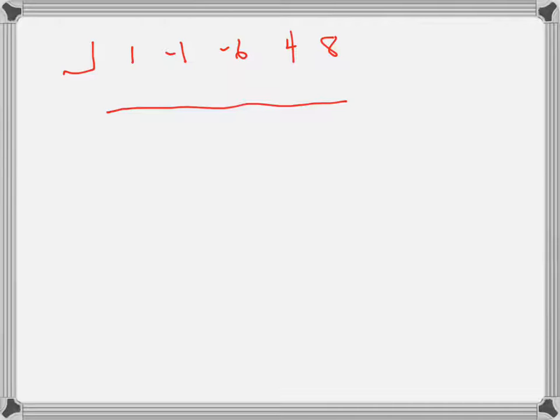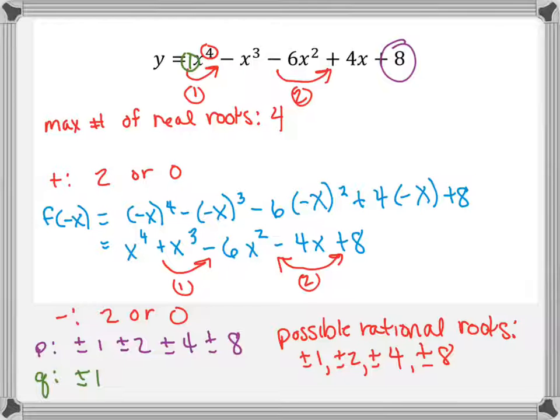Okay, so I'm going to set up for synthetic division. So again, if we go back and look at our polynomial on that last slide, we're looking at our coefficients of x to the 4th minus x cubed minus 6x squared plus 4x plus 8. So we're looking at 1, negative 1, negative 6, 4, and 8. And we're not missing any terms, otherwise we would need to put in zeros as placeholders in synthetic division. So that's where those numbers came from.